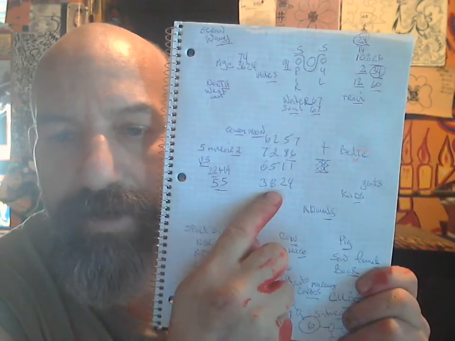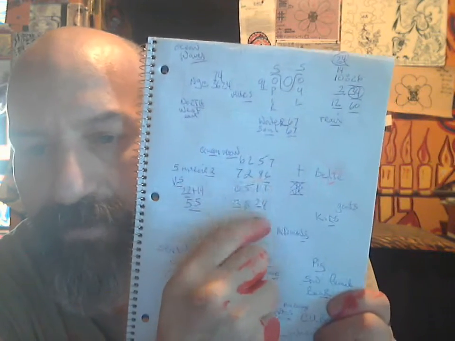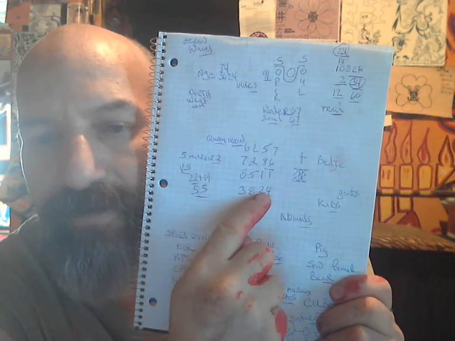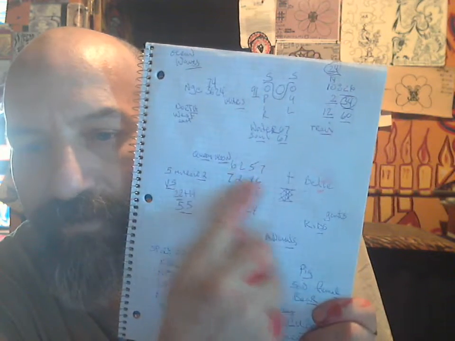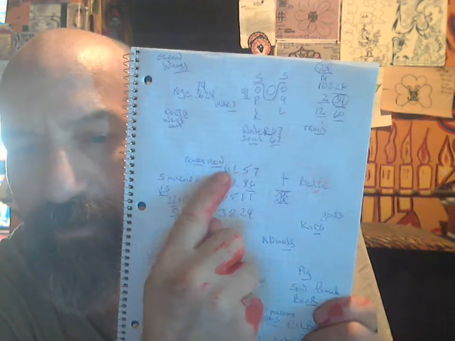3824, okay, is all the representation of 3 and 7, 8 and 2, 2 and 8, and 4 and 6 of all the 10 worlds. Mars is part of this creation of the day. Mars is a reflection of this. Queen, Moon, 6257.